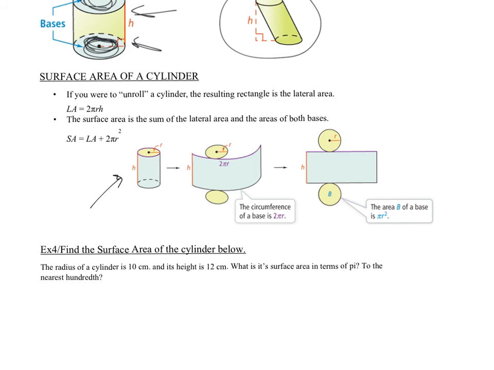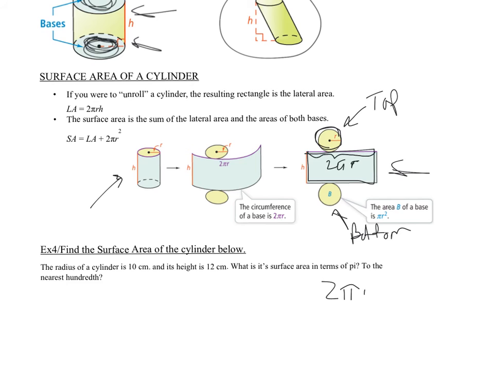If I created a net from this shape, I would have 2 circles. That would be the top. That would be the bottom. And this part here would be the lateral area. Well, think about what this length is, right? That is the length around the circle, which is circumference. So that's 2 times pi times r. That's the circumference. So the area of the rectangle would be 2 times pi times r times h.